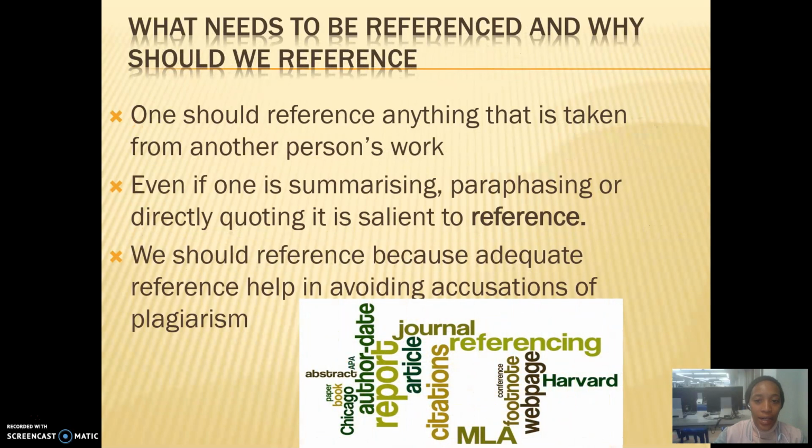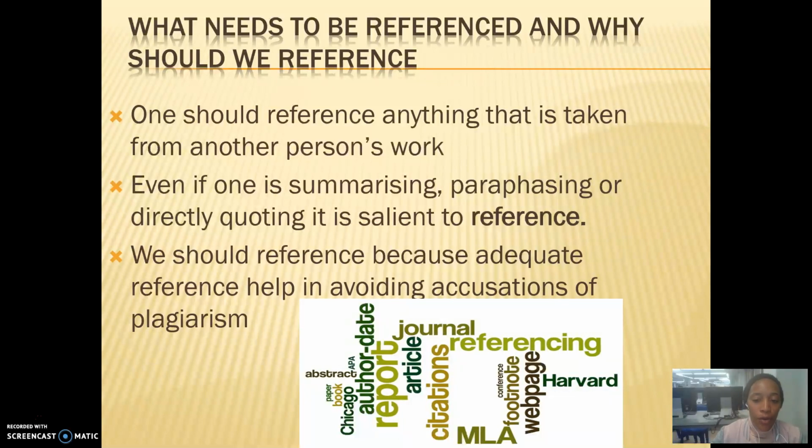And then what needs to be referenced and why should we reference? We should reference anything that is taken from another person's work. It is because it is not your own idea. You have to reference because it's someone else's work. It's someone who has actually given thought to certain concepts. Therefore, you have to acknowledge them, as we have already seen that we have to acknowledge these sources.